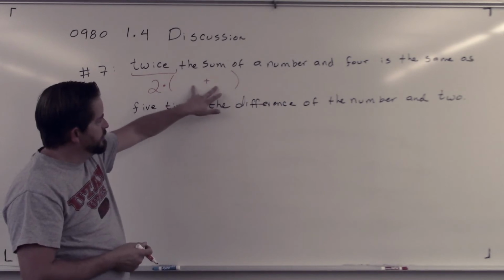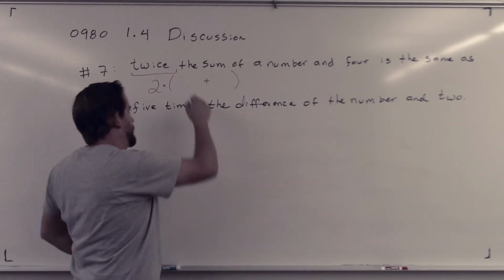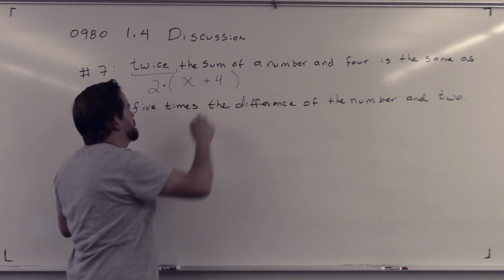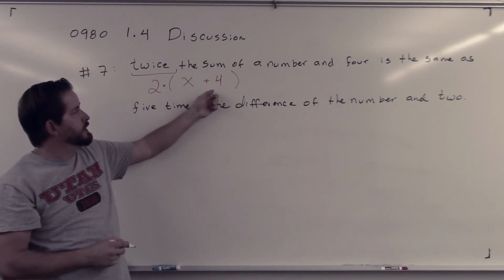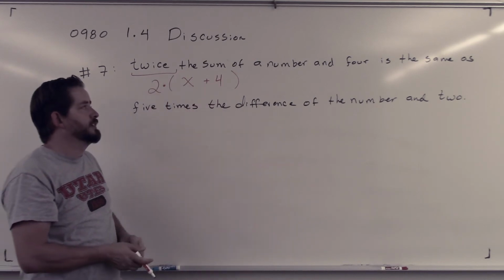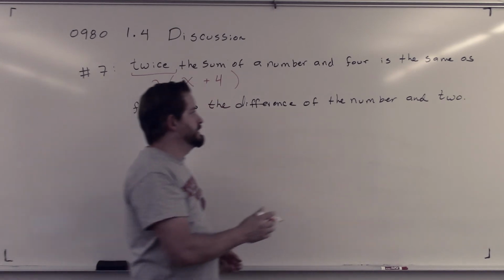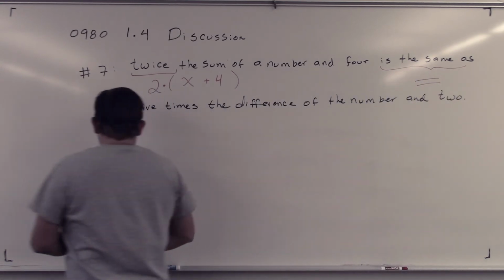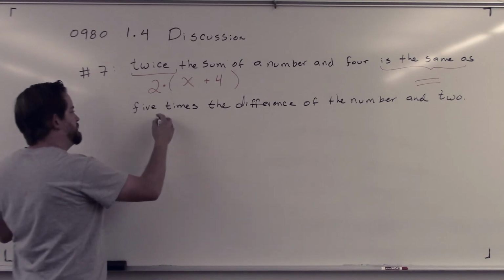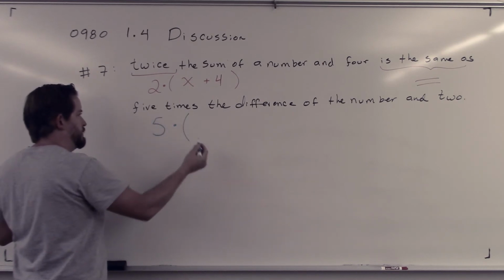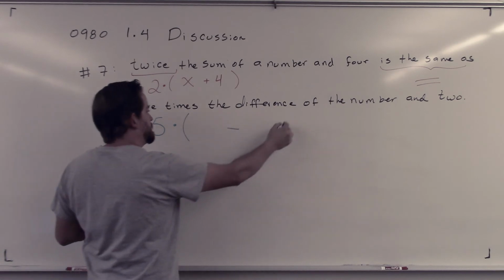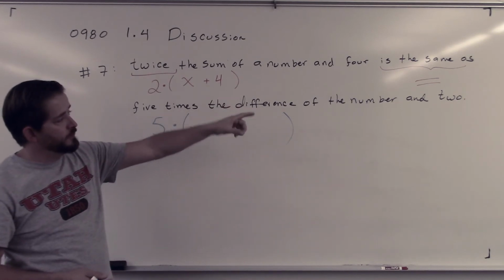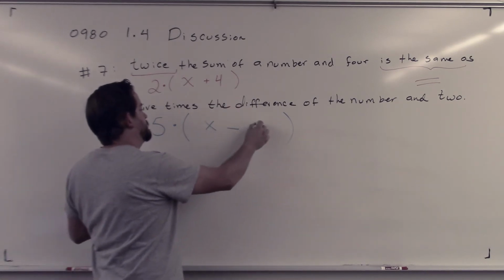What are the components of the sum? Well, a number, x, and 4. So this expression right here is twice the sum of a number and 4. Is the same as means equals. This whole thing right here is just equals. And then down here, 5 times, well, that means I have 5 multiplied by what? A difference. So I'll put that difference in parentheses, 5 multiplied by the difference of that number and 2, right?